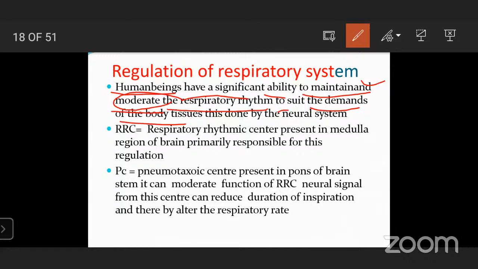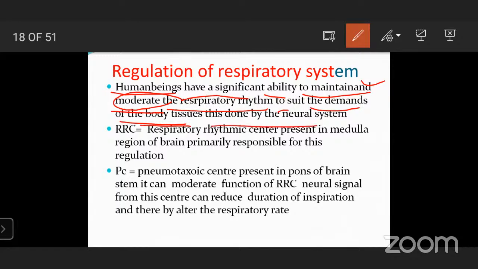Moderate means change according to the situation. So inspiration and expiration are both changed due to the circumstances inside the cells. Yes or no? So that is called moderate. So the demands of the body tissues, right? So there is a regulation.